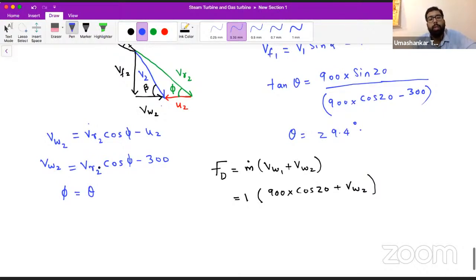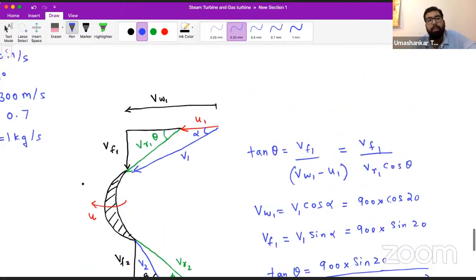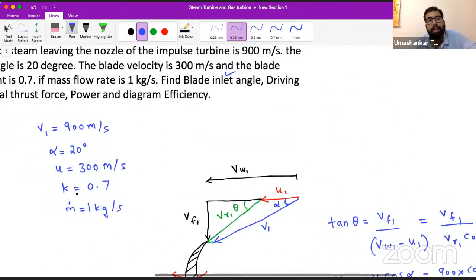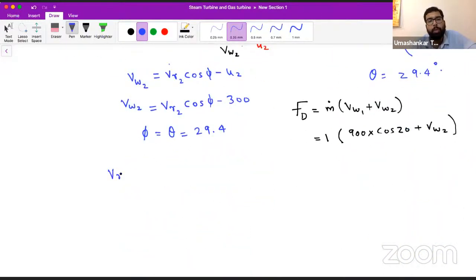So for VW2, we have VR2 cos phi. We have phi and theta with us. This is 29.4 degree, this is 39.4 degree. Now if we can calculate the VR2, we will have our VW2. We are given K equal to 0.7. So what do we know? VR2 is K times VR1.